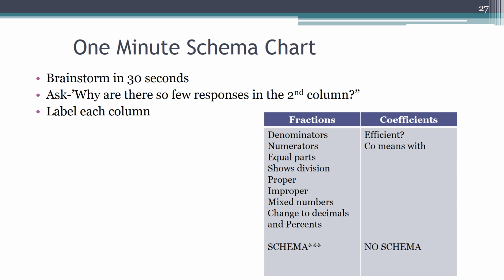So students know lots of different things about fractions. They have an existing schema. They have something they can hook new knowledge onto. If I'm talking about coefficients, it looks like my students don't know much about coefficients, so I've got to build that knowledge if I want to use it. They know that co means with, but they don't understand what that has to do with the word efficient in any way that they know it.